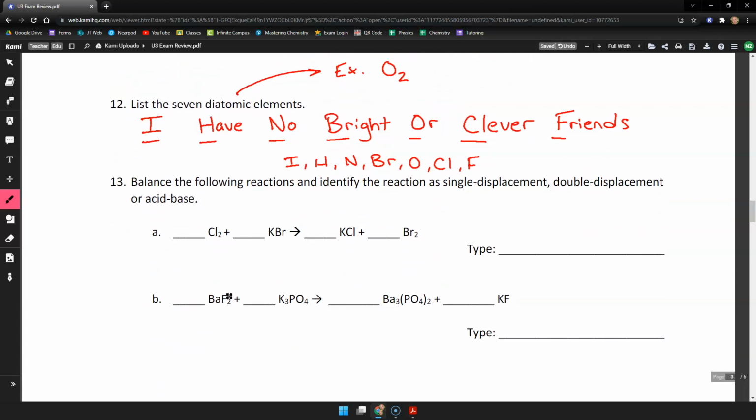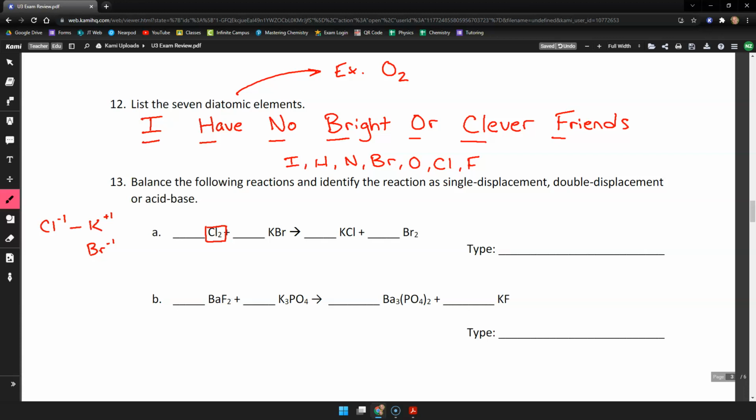Balance the following reactions and identify the reactions as single displacement, double displacement, or acid-base. Okay, so don't let this confuse you right here for the first one. So we have chlorine, which is a -1 charge. We have potassium, which is a +1 charge. And then we have bromine, which is a -1 charge. So even though there's 2 chlorines, don't get confused and think it might be a double replacement. It's still only 1 ion.